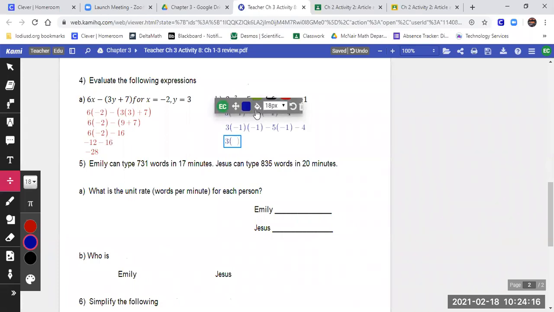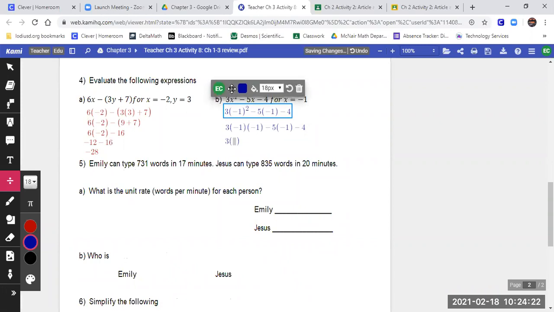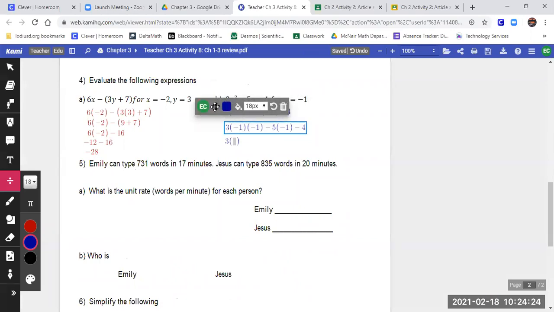Negative times negative makes what? When we multiply and it's 2 of the same sign, what do we get? We get a positive. Okay, so 1 times 1 is what? What's 1 times 1? Because the 2 negatives make a positive 1.